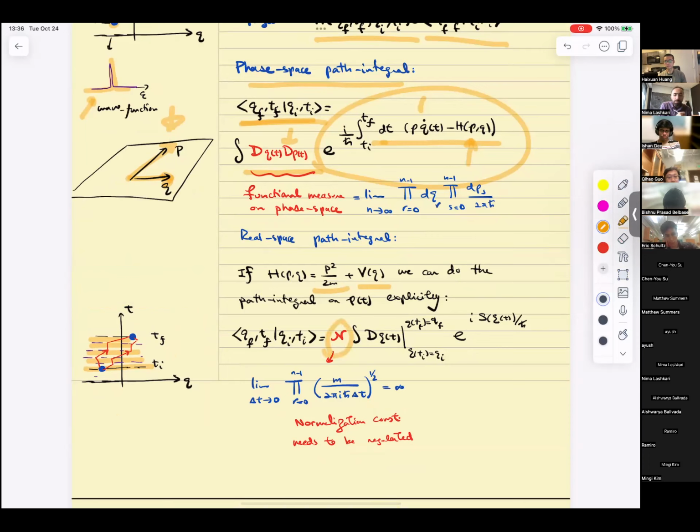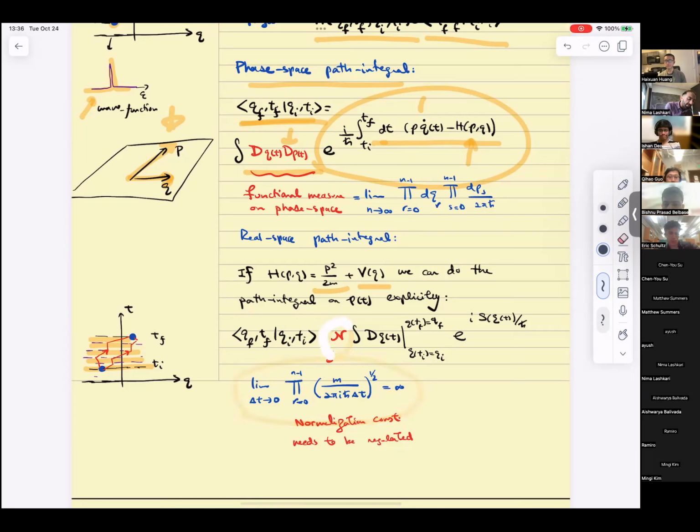And then the momentum integral, we could do it because it's just a Gaussian integral, or a set of Gaussian integrals. The result is this thing. This delta t is the little time interval. We split our t_f minus t_i into N pieces, and delta t is t_f minus t_i divided by N. So it's the teeny tiny infinitesimal time interval.